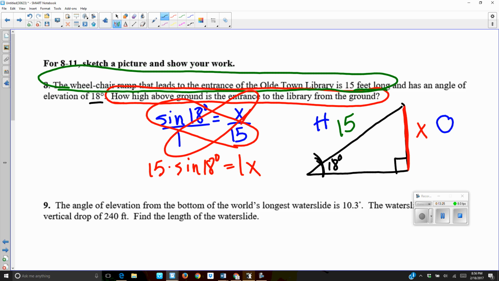And we want to give it a label. This problem they used feet, so our answer, we're going to use feet. So this wheelchair ramp from the ground to the tip top is 5 feet high.